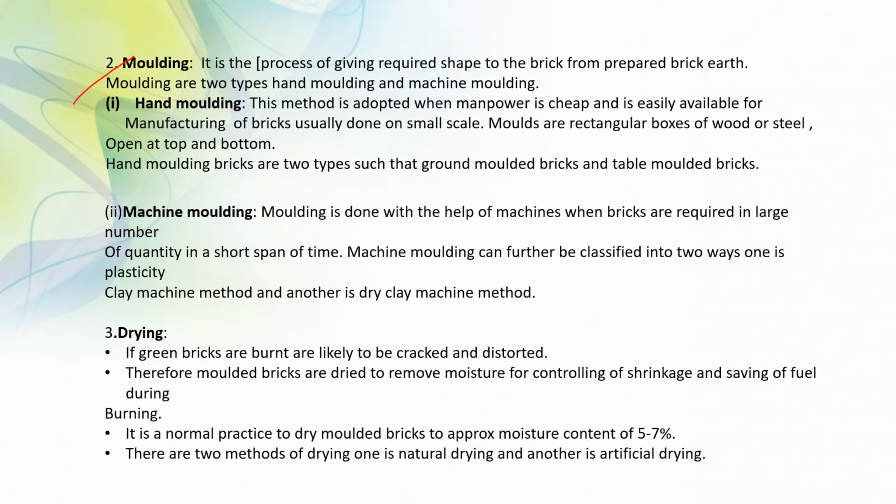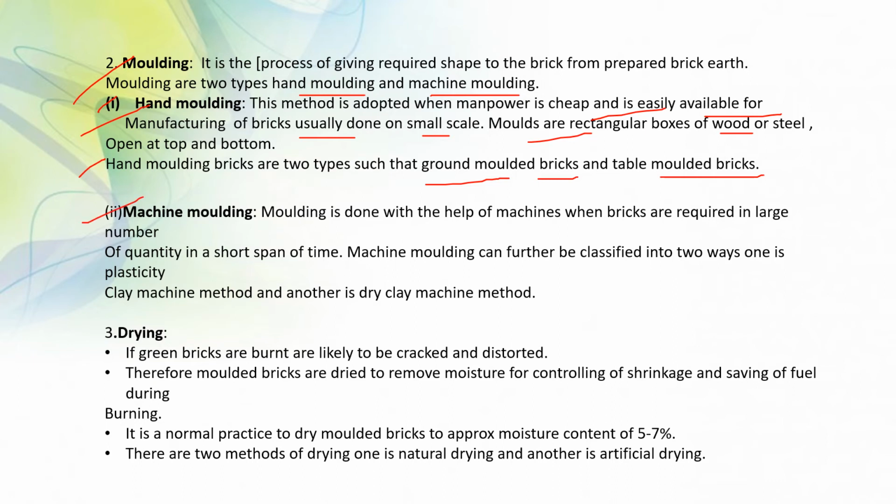Next, molding. It is the process of giving the required shape of brick from prepared brick earth. Molding is of two types, hand molding and machine molding. What is hand molding? This method is adopted when manpower is cheap and easily available for manufacture of bricks, usually done on a small scale. Molds are rectangular boxes of wood or steel, open at the top and bottom. Hand molded bricks are of two types, ground molded bricks and table molded bricks.